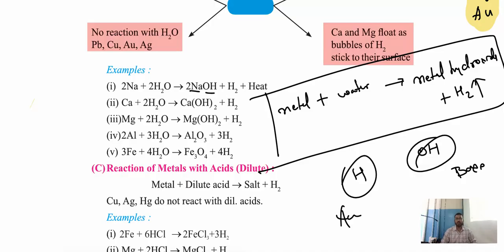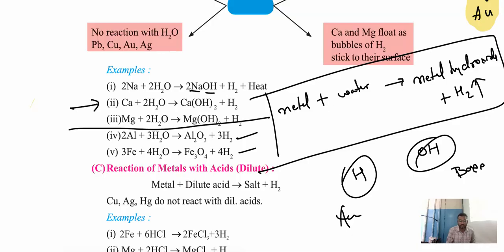Okay, calcium reacts with water, it gives calcium hydroxide plus hydrogen gas is liberated. This topic we have discussed in displacement reaction in the chemical reactions and equations chapter. Quicklime and slaked lime. Next, magnesium reacts with water, it gives magnesium hydroxide. Aluminium reacts with water, it gives aluminium oxide plus hydrogen gas. Iron reacts with water, it gives iron oxide plus hydrogen gas is liberated.